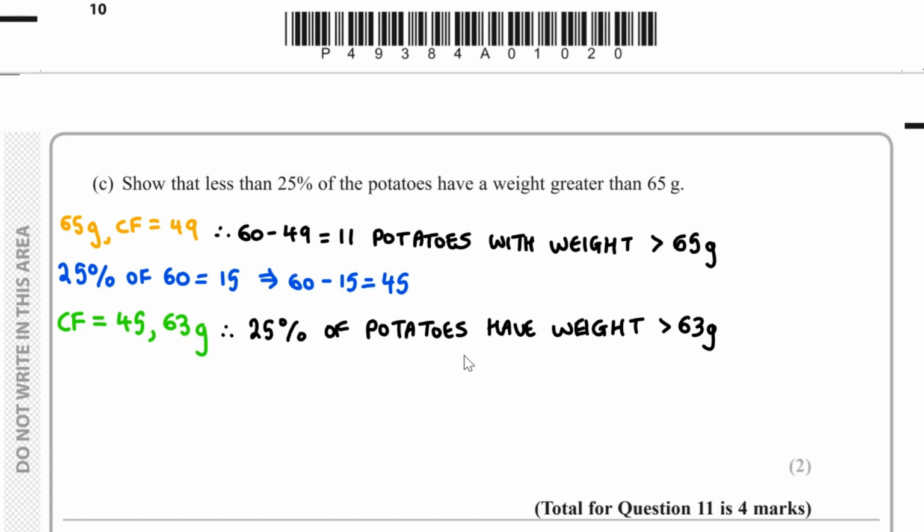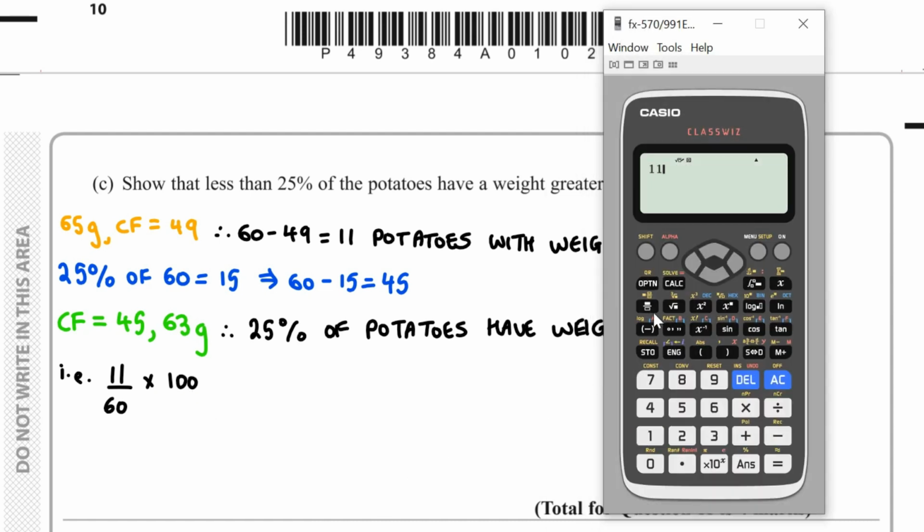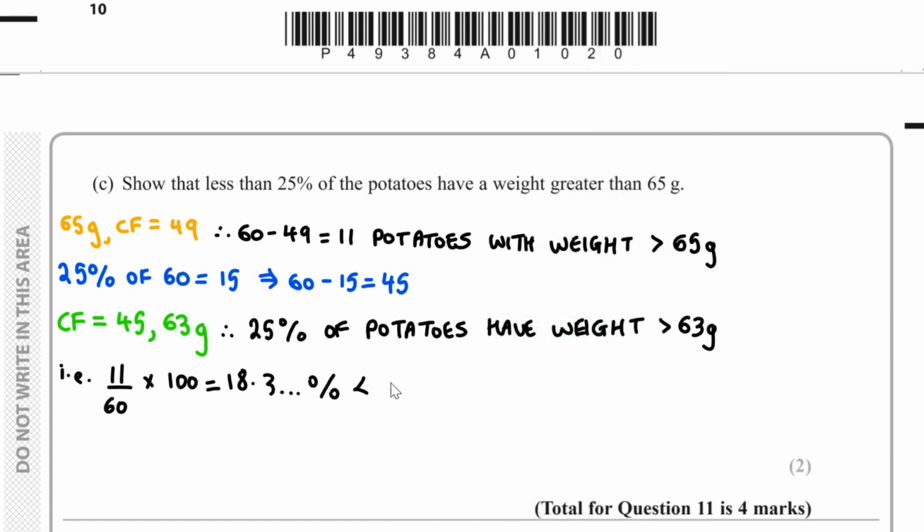Well, it means that 25% of the potatoes have a weight greater than 63. So if we work out the percentage, then here we've got 11 over 60 multiplied by 100. So we've got 11 over 60 times by 100, which is 18.3, etc. %. And of course, this is less than the 25%, and that's exactly what we wanted to show.